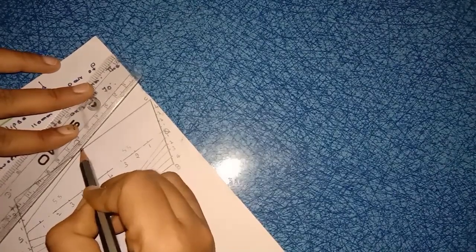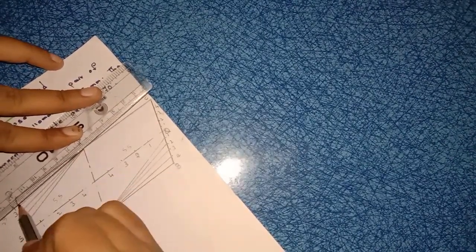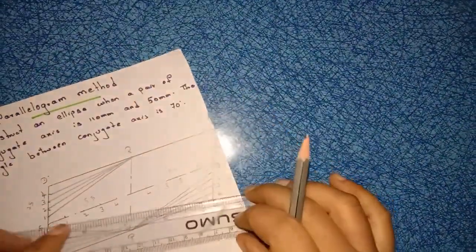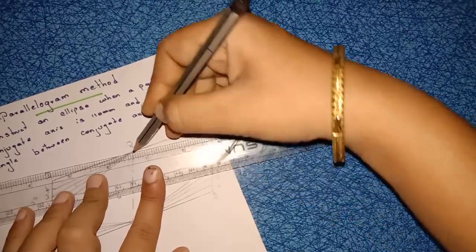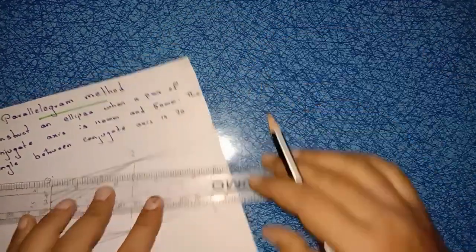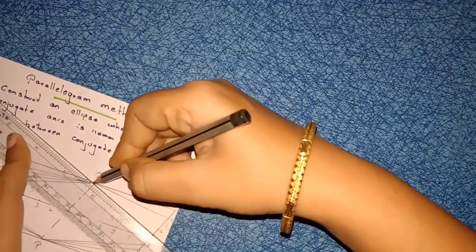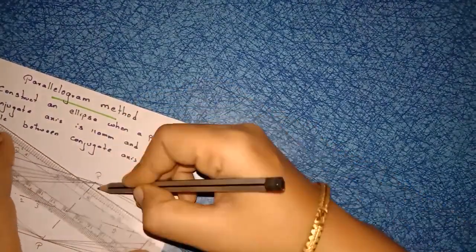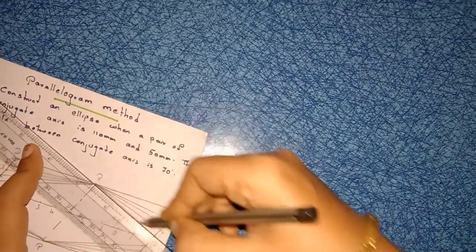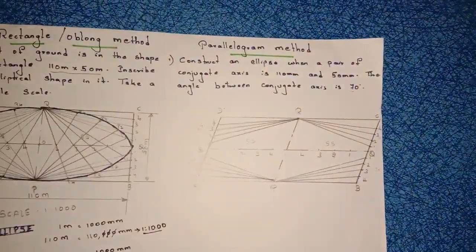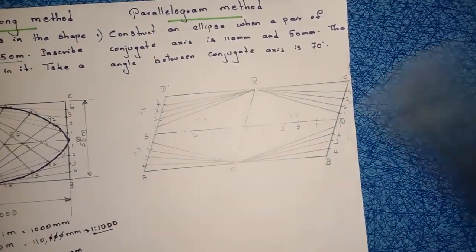R1, R2, R3, R4, right? Here also R4, R3, R2, R1, right? Same as how we constructed the rectangle method, same you have to construct the parallelogram method also.